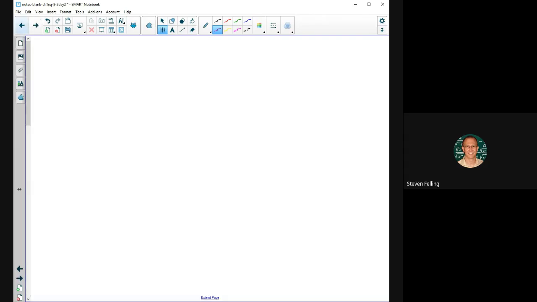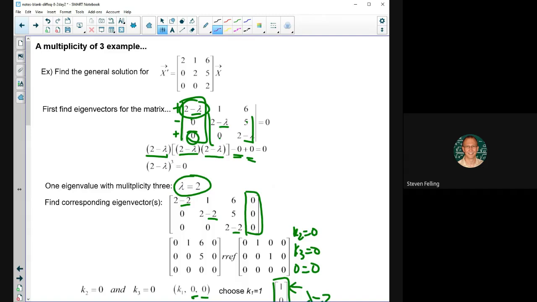All right, so that's how to handle repeated real roots. In the next video, we'll talk about how to handle complex roots. This should get us started for tonight's homework.